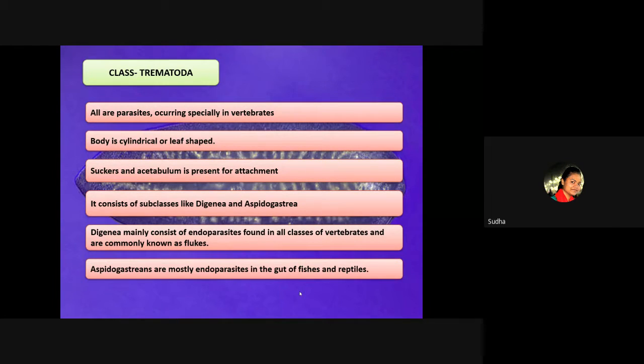So the word that we call liver fluke is actually the common name of Fasciola. Digenea comprises those endoparasites which are generally flukes, and flukes are mainly the parasites of vertebrates.